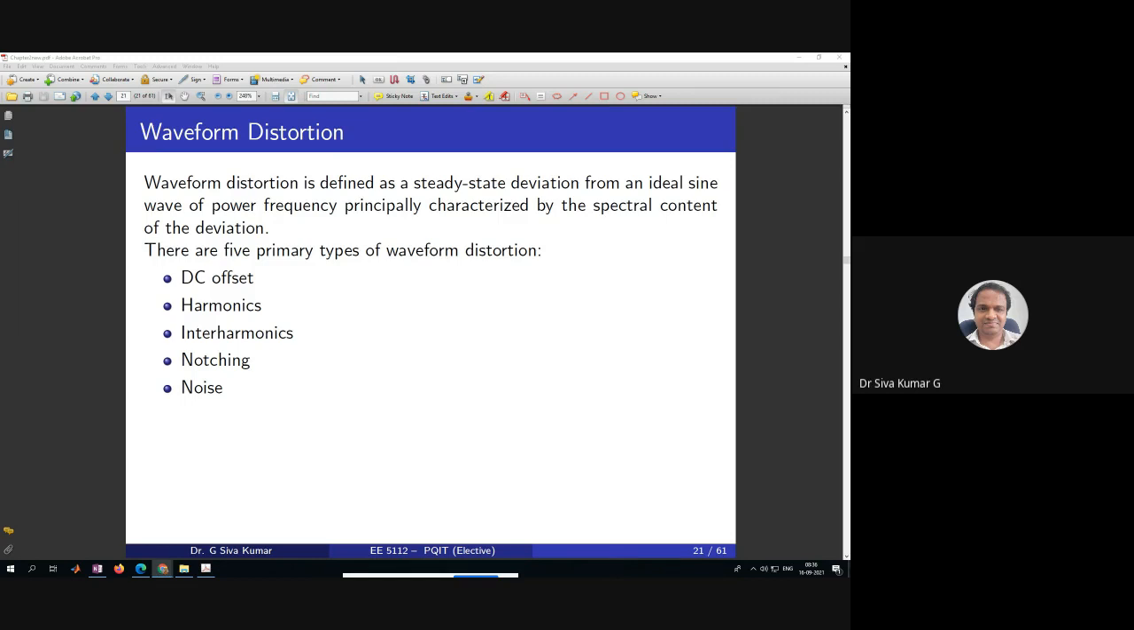Okay, we'll try to see those kinds of devices which are used to improve the quality in the next coming chapters. Okay.